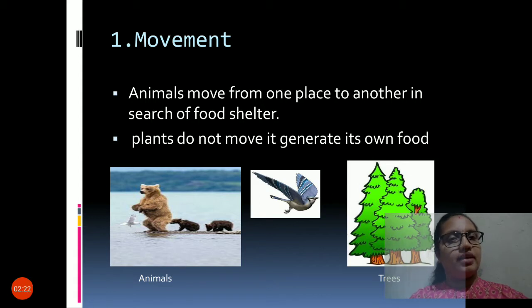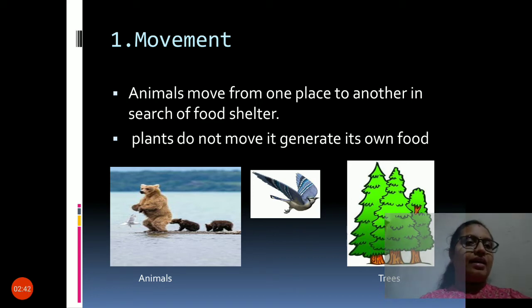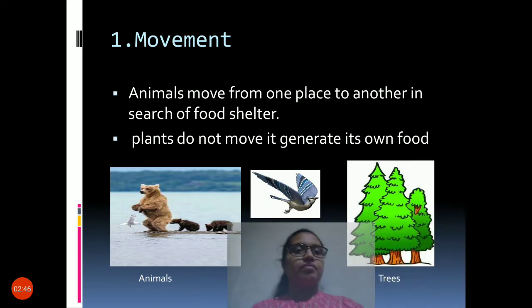And one more thing is animals depend on food, but trees do not. They generate their own food. It's fixed at a point, but trees can generate their own food. Animals can move from one place to another. This movement is different. Animals can move, plants cannot move. This is the major difference.